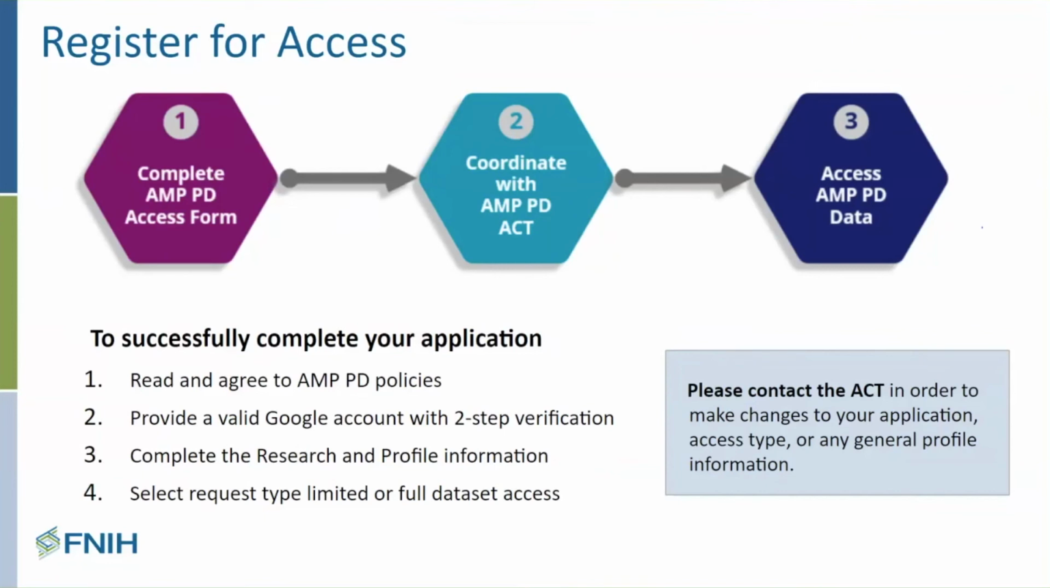In the application, there are links and references directly in the form that users can reference in order to set this up. Users must complete the researcher and profile information sections, and then lastly, select an access type that they wish to gain access to. Key point here is that the form is set up to be a single submission. If any changes are necessary for your access type or any changes are needed to be made to your application, please reach out to the ACT directly to facilitate that process.